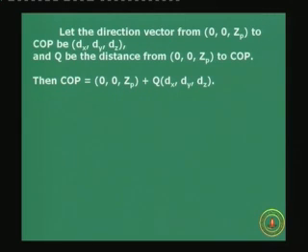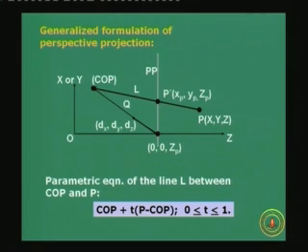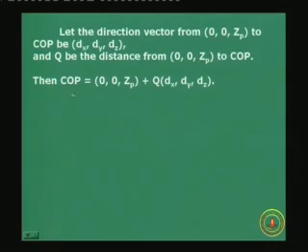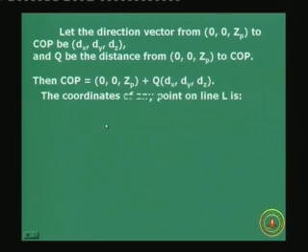If you have noted down the figure, I hope you have copied it. I display the figure once again. So, I am expressing COP as a vector which is 0 0 ZP plus the q vector multiplied by the direction cosines dx, dy, dz. q is a scalar quantity. So, that is how COP is expressed here. We will keep going back and forth to the figure and coming back here if necessary.